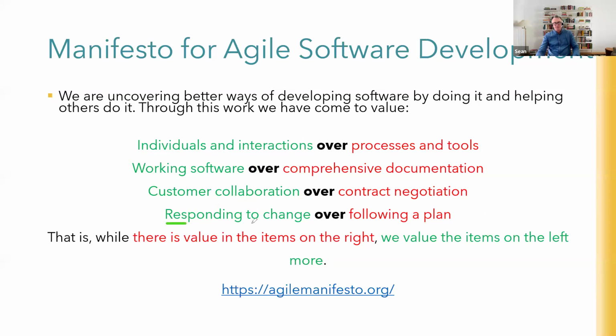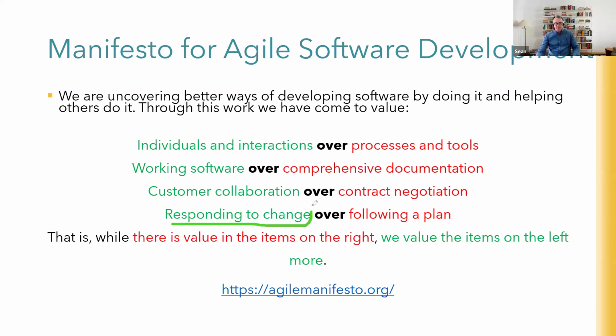And then finally, responding to change over following a plan. So they do value following a plan. You should have some sort of plan, but they know that change happens every day in an agile or adaptive or iterative project. You'll hear me use the terms agile, adaptive, or iterative. They're nearly interchangeable. There are subtle differences between them, but I'll use them nearly interchangeably.